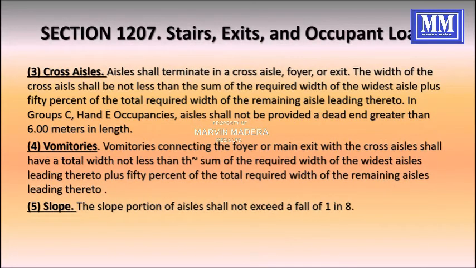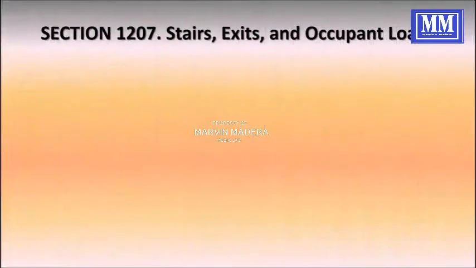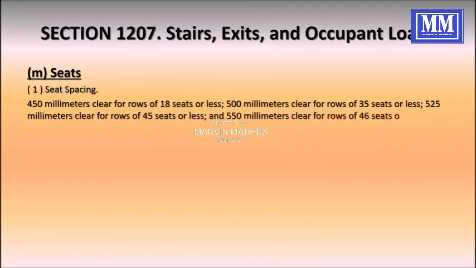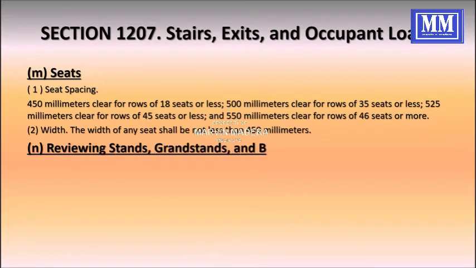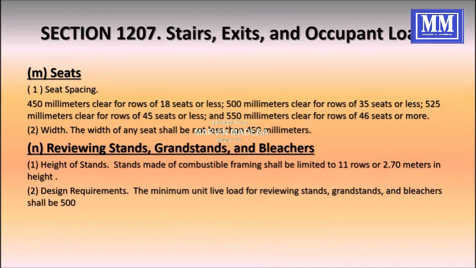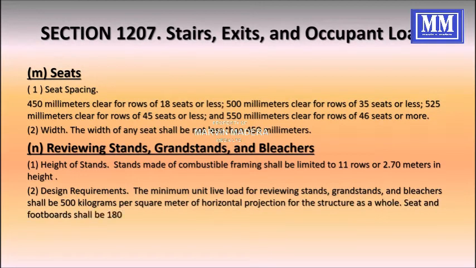Slope. The slope portion of the aisle shall not exceed 1 in 8. Seats. The spacing of the seats is 450 millimeters clear for rows of 18 seats or less, 500 millimeters clear for rows of 35 seats or less, 525 millimeters clear for rows of 45 seats or less, and 550 millimeters clear for rows of 46 seats or more. The width of the seat shall not be less than 450 millimeters.